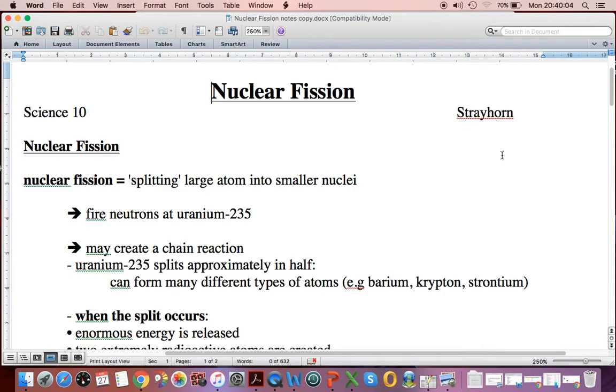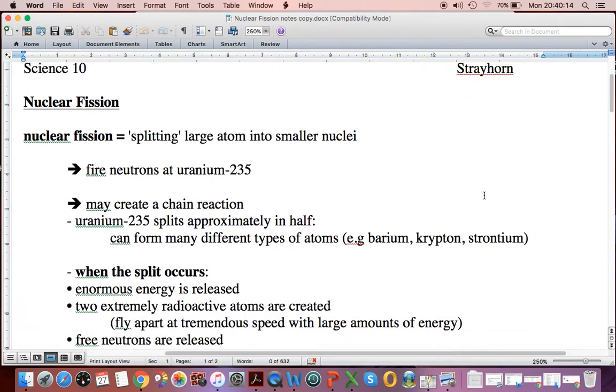So what we're doing is we're taking a large atom, something lower on the periodic table, and we're splitting it into smaller nuclei. And the question is, how do you do that? Well, what it takes is you've got to take a particle called a neutron and fire it at a nucleus. And what we do is we use uranium-235 in our examples.